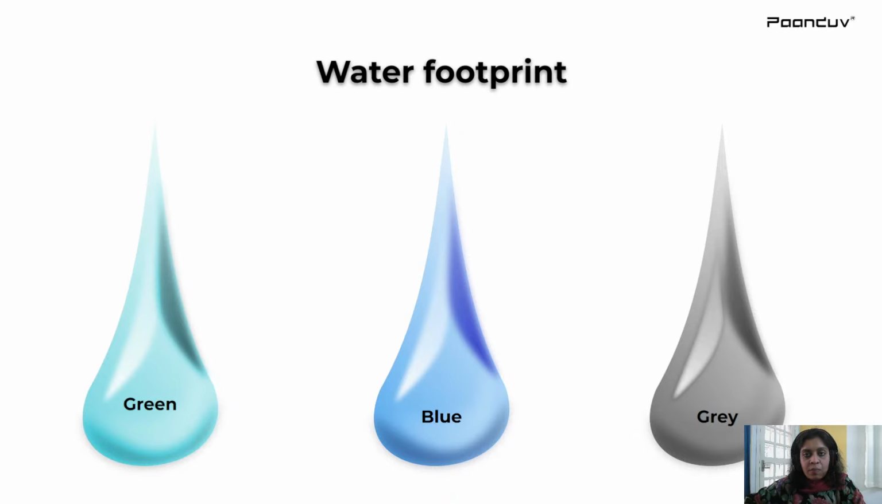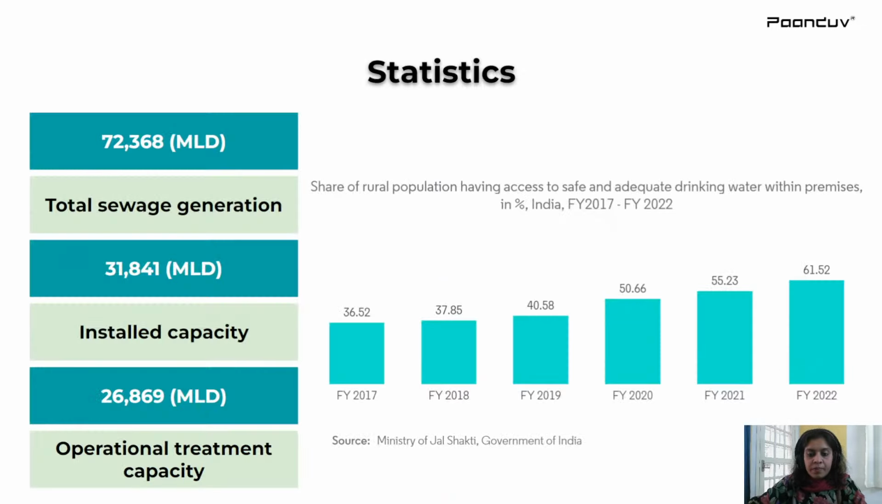Blue water is something that comes from the surface water, different water bodies, and groundwater. We take that water, convert it into a product, or use it in domestic purposes or industrial purposes or irrigation purposes in agriculture. So that is blue water footprint. Gray water footprint is something that is the polluted water, which comes from the industrial waste. That kind of water we categorize into gray water footprint.